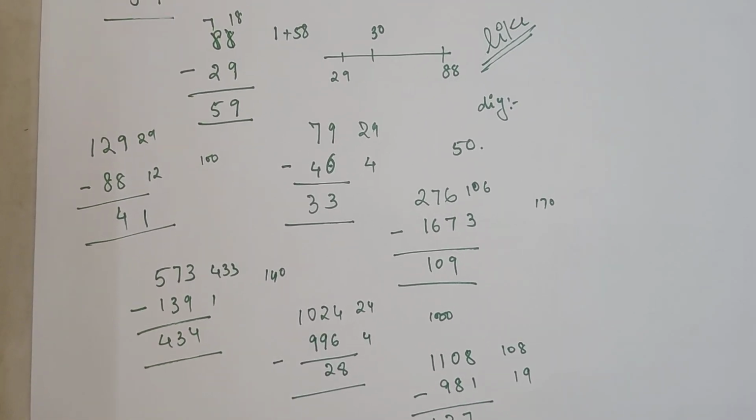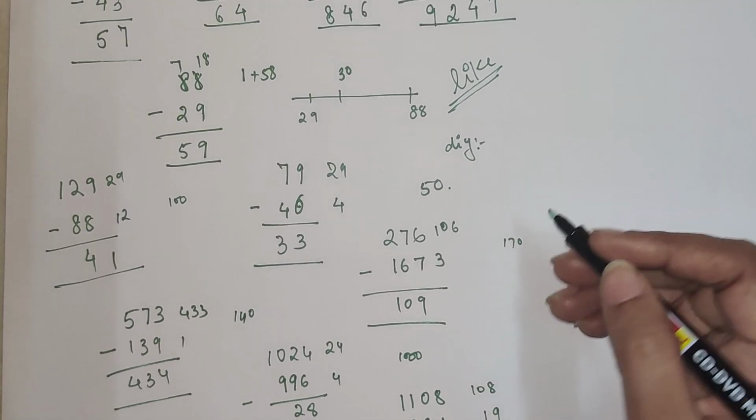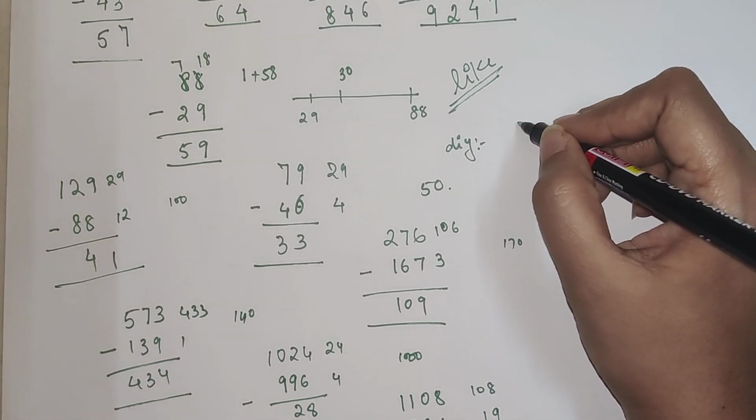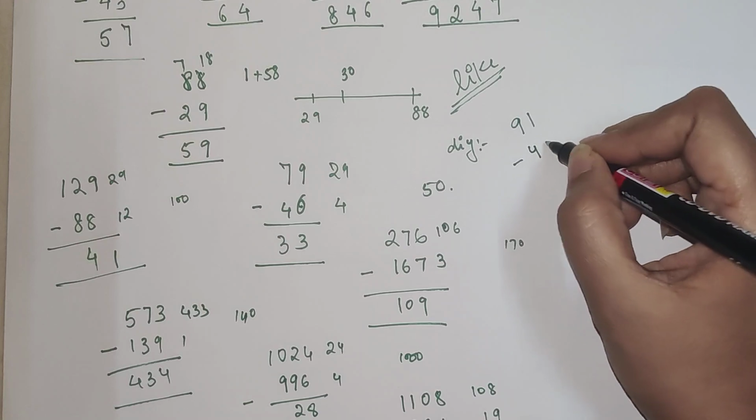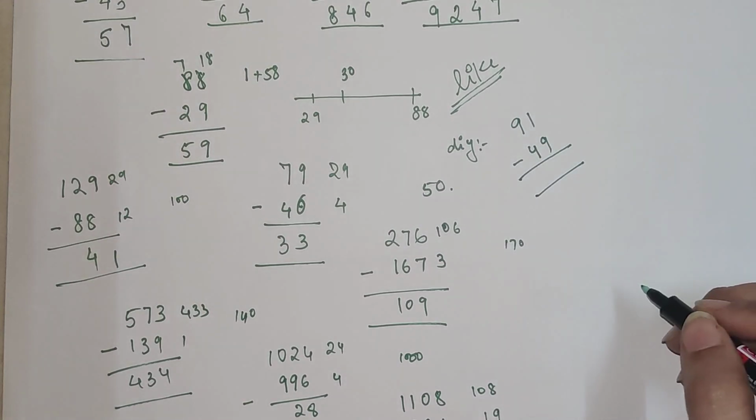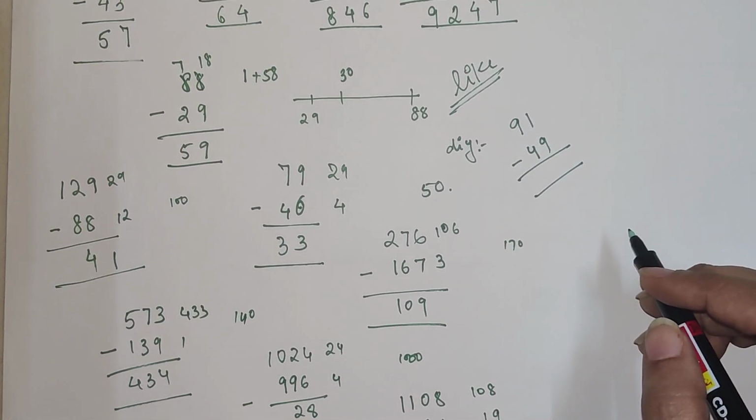Now coming to your DIY, I want you all to tell me, what is the difference when we take 49 away from 91? Do let me know your answers in the comment section.